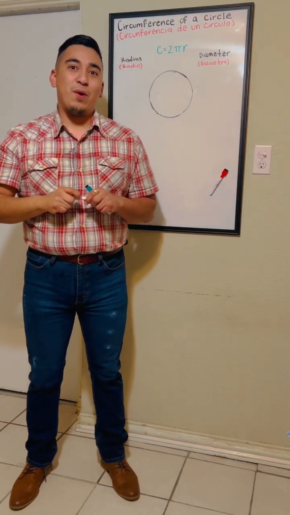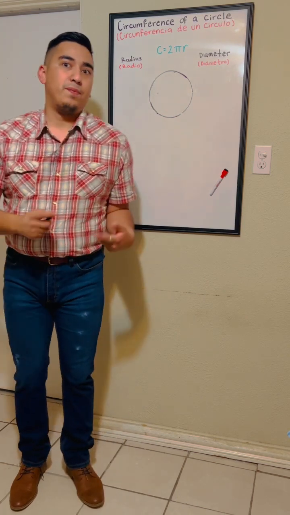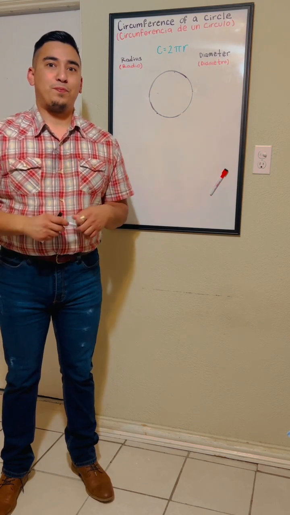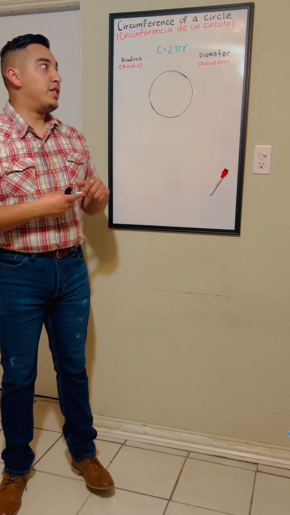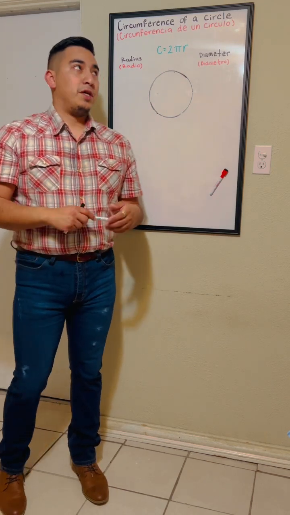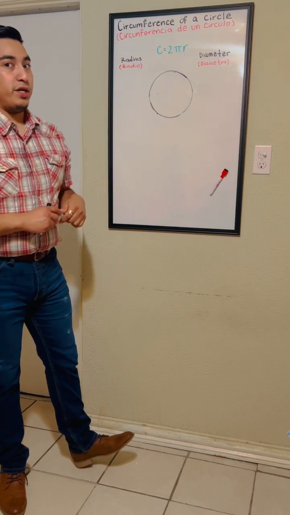Hello class, today we're going to be talking about the circumference of a circle and how do we find it. But before we get started, does anyone know what a circle is? Yes, a circle is a round shape that has no corners and no edges. So here, as seen on the whiteboard, this is what a circle is.